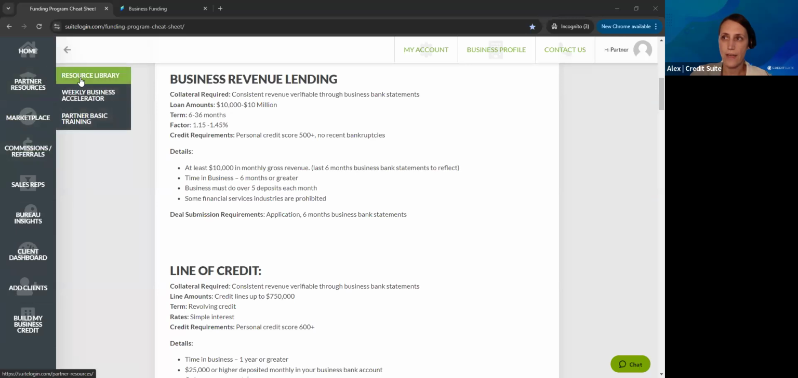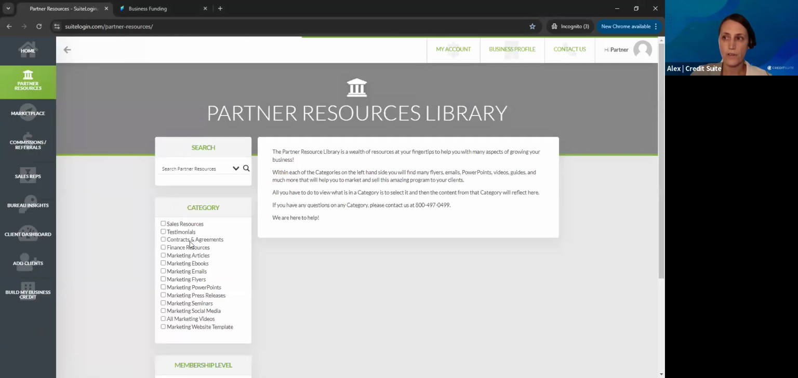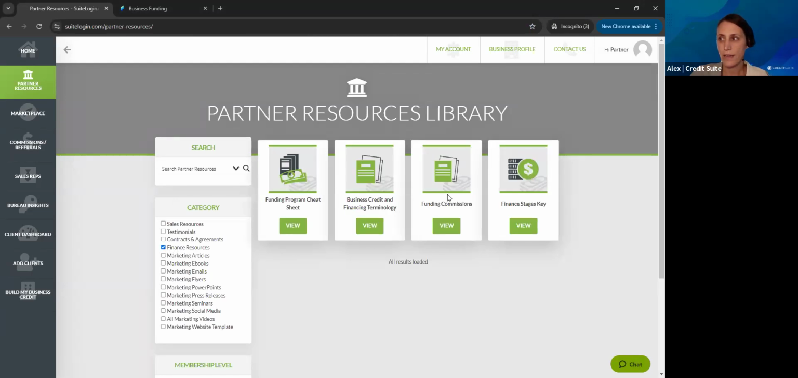let's jump over to that and go to the partner resources, resource library. You're still going to go down to the finance resource category and here in the funding commissions.